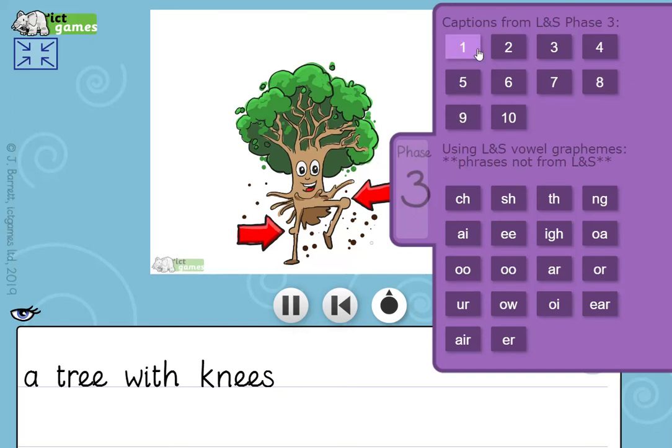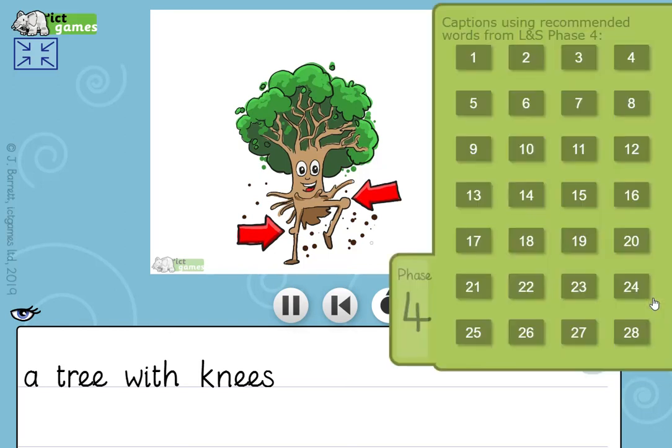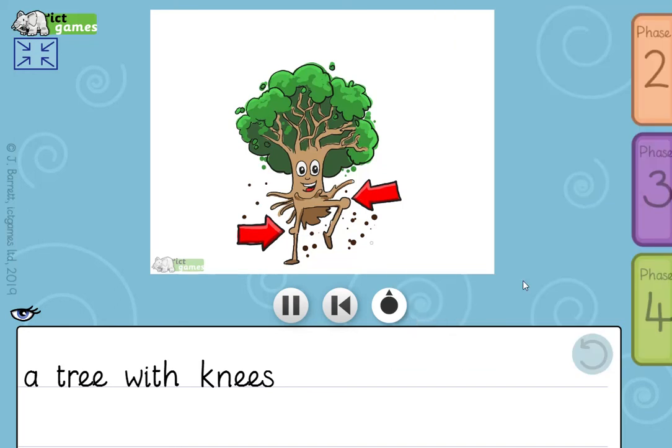These phrases are exact phrases from Letters and Sounds. These aren't phrases from Letters and Sounds, but they are the words that they suggest. And there are no phase 4 caption sentences in Letters and Sounds, but all of these words are from that list, and some of them are taken from sentences that they suggest for other activities. But hopefully a resource to help you with the captions aspect of a phonics session, and a bit of fun, really. Hope it helps.